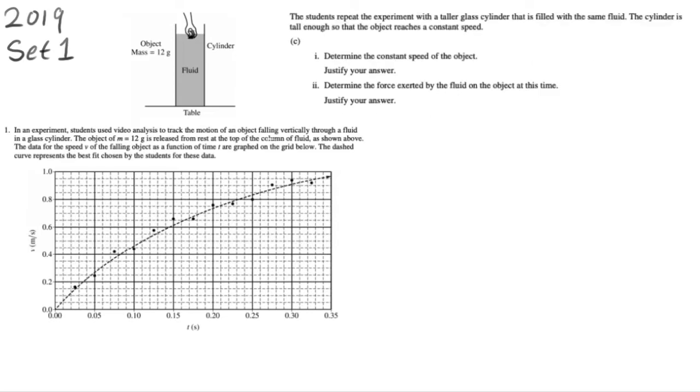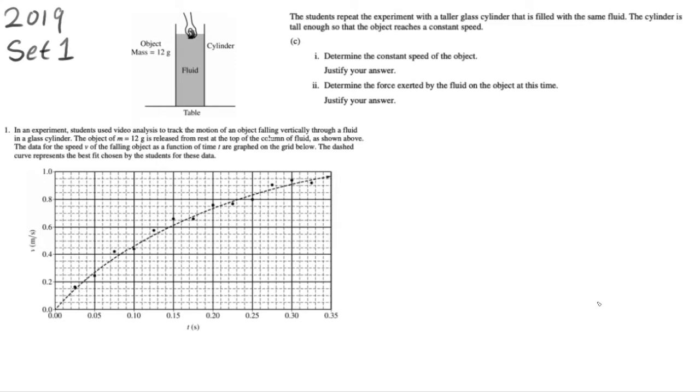Alrighty, part C. Students repeat the experiment with a taller glass cylinder. It's filled with the same fluid. The cylinder is tall enough so the object reaches a constant speed, terminal velocity, which is important because that means there's no net acceleration, which means Newton's law of F net equals ma is really important and probably will be used in the next few questions.